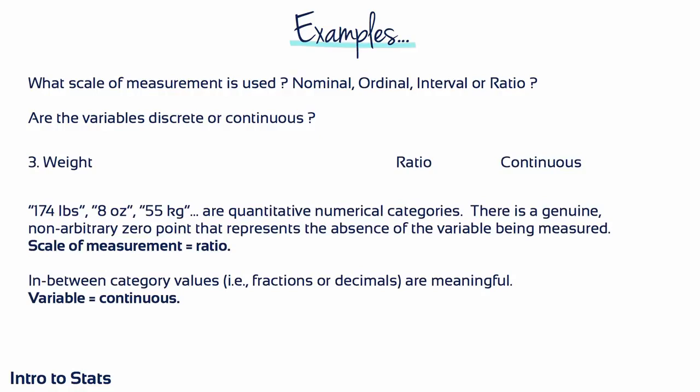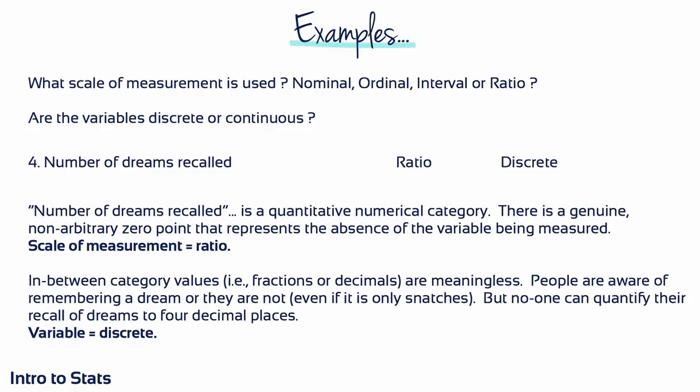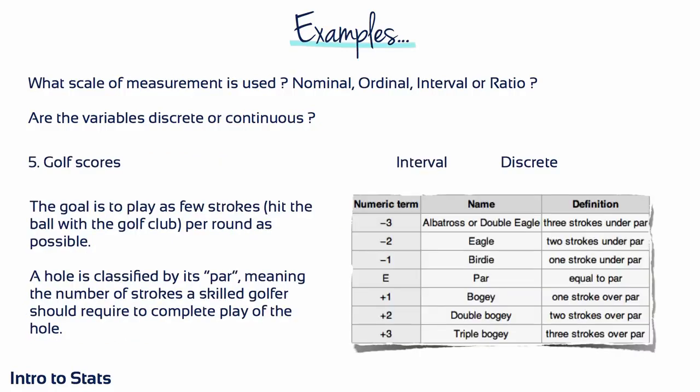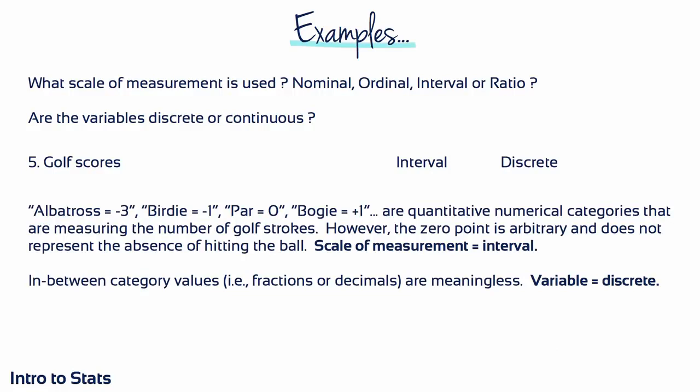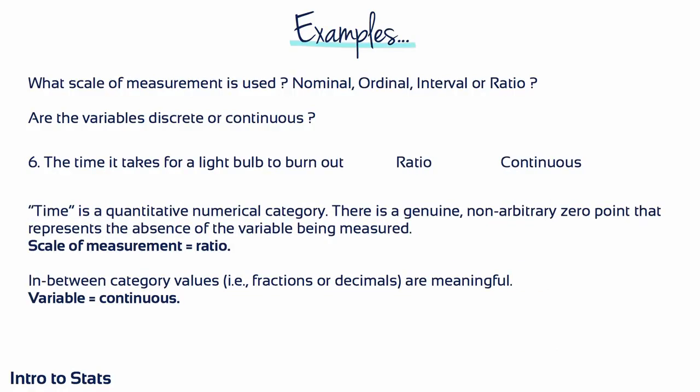Weight is ratio and continuous. The number of dreams recalled is ratio and discrete. Golf scores are interval and discrete. The time it takes for a light bulb to burn out is ratio and continuous.